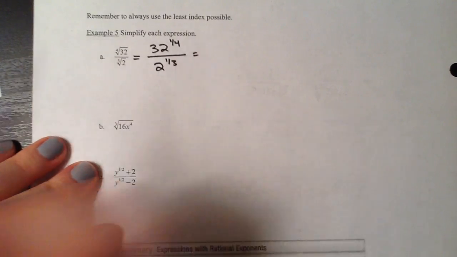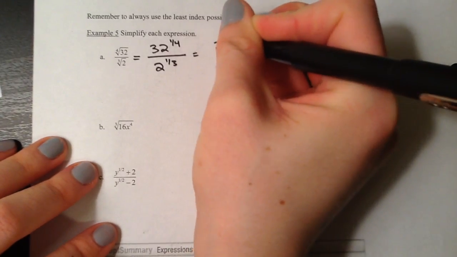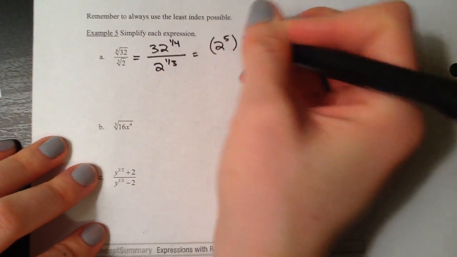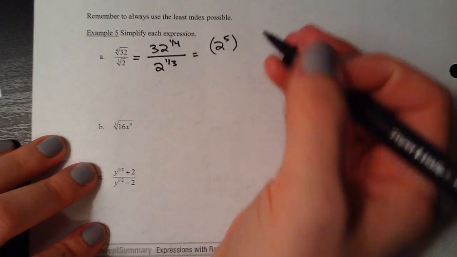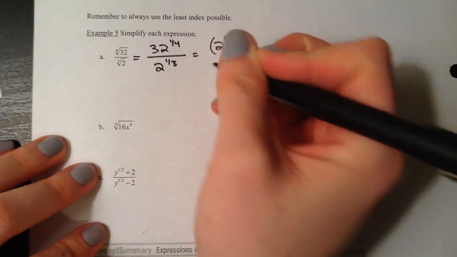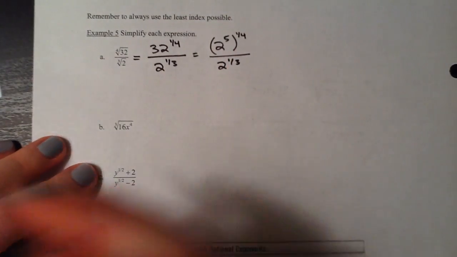So this is a 2. We would like to rewrite 32 as 2 to the 5th. So instead of 32, I'm going to write 2 to the 5th because I'm working on simplifying that index down. And then I raise it to the 1/4. All right, then 2 to the 1/3.